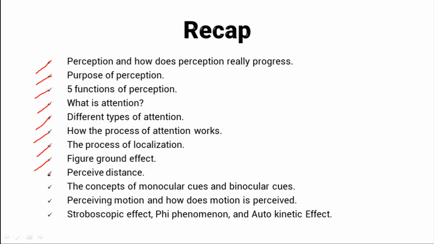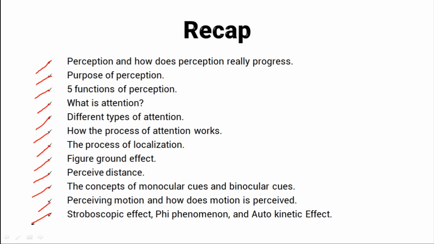In addition to localization, we also looked at how the eye perceives distance, and not only distance, but how the eye manages 3D images. We introduced the concepts of monocular cues and binocular cues, which provide valuable information for perceiving distances and perceiving motion. And also, how motion is perceived. We also studied the stroboscopic effect, phi phenomenon, and autokinetic effect to learn about perceived motion.